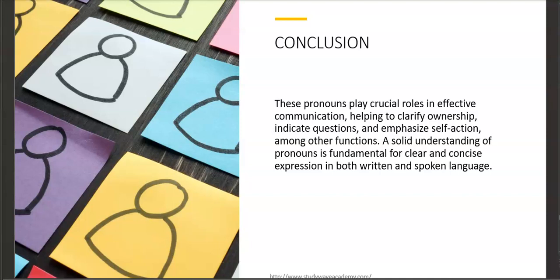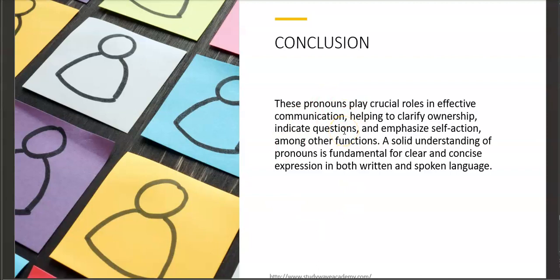So these pronouns play a very crucial and important role in effective communication, and they help to clarify ownership, indicate questions, and emphasize self-actions. Emphasizing self-actions is the reflexive pronouns we've talked about. Indicating questions is the interrogative pronouns we talked about. Then helping to clarify ownership, I know you know the type of pronoun here. Okay, so these are the major roles of these pronouns. They help us to satisfy all these functions.